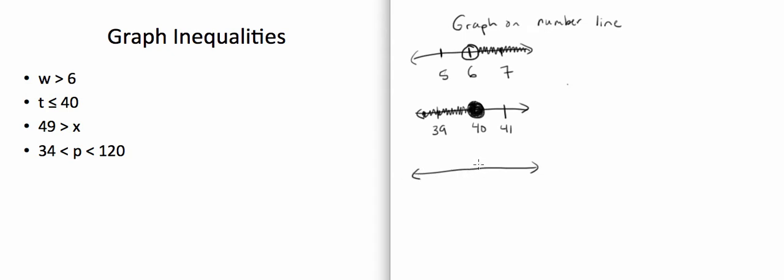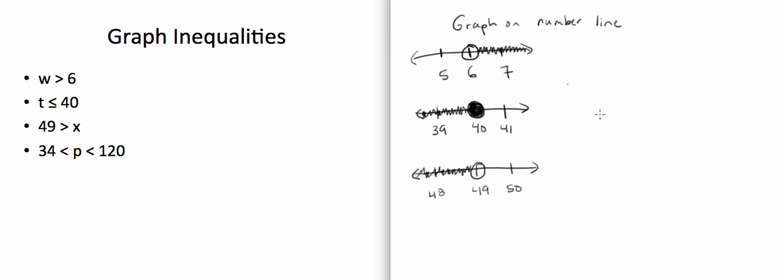49 is greater than or equal to x. So we have 49 in the middle, we got 50 there, 48 there. Okay, so where is 49 greater than x? And 49 would be greater than x this way. So x is technically less than 49.